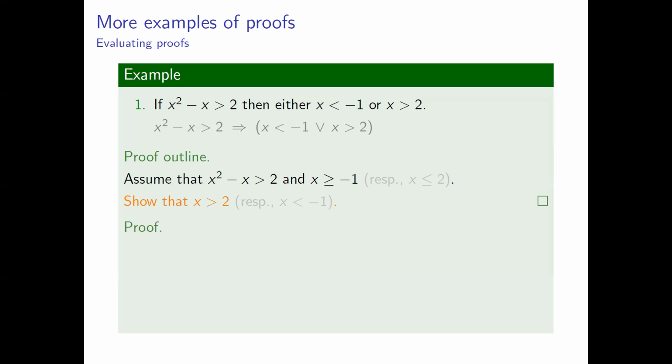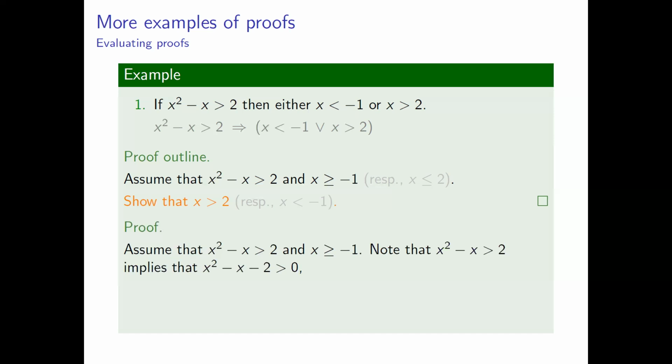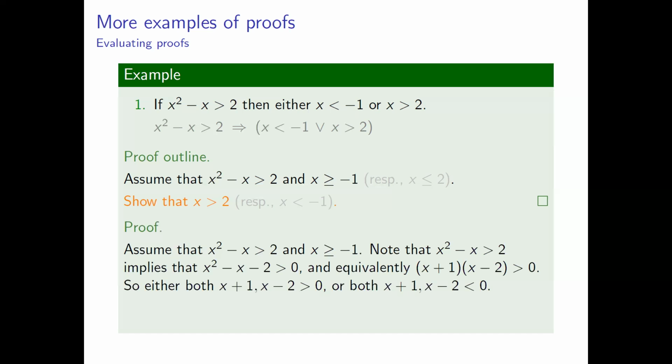Here is the proof. Assume that x squared minus x is greater than 2, and x is greater than or equal to minus 1. Note that the condition x squared minus x is greater than 2 implies that x squared minus x minus 2 is greater than 0, which, by factoring the quadratic polynomial, is equivalent to the condition that x plus 1 times x minus 2 is greater than 0. So either both x plus 1 and x minus 2 are positive, or both x plus 1 and x minus 2 are negative. In particular, x plus 1 cannot be 0.